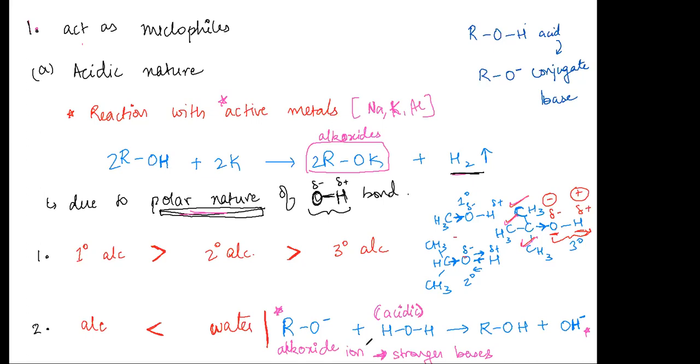And this is the reaction of the conjugate base. When you have an alkoxide ion in the solution, it will readily accept a proton to form alcohol, increasing the concentration of OH minus ions. So alkoxide ions can be classified as really strong Bronsted bases.